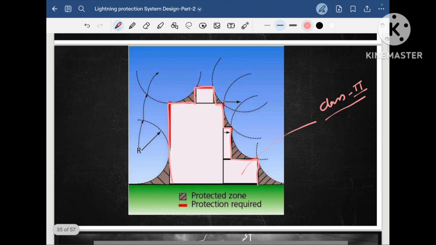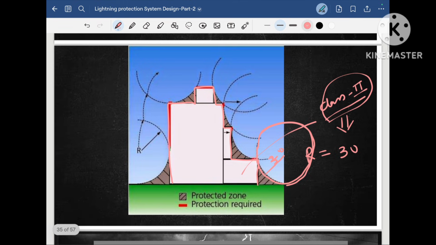As I told you in my previous video, for a class 2 type of lightning protection system design, when we do it through the rolling sphere method, the radius will be 30 meters. So I will imagine a sphere of radius 30 meters, as it is a class 2 protection. If it is a class 1, I will choose a sphere of radius 20 meters, but I selected an imaginary sphere of radius 30 meters, and I am going to roll this sphere over my structure.